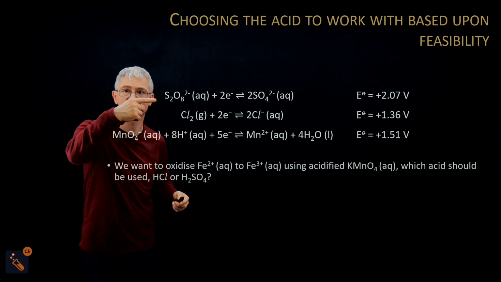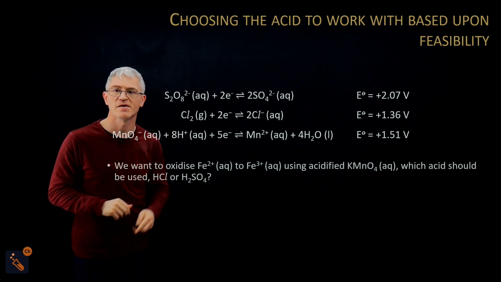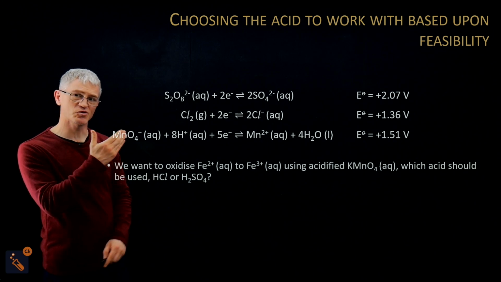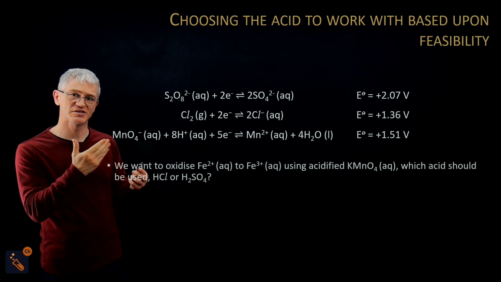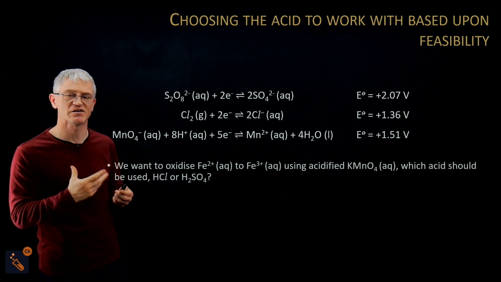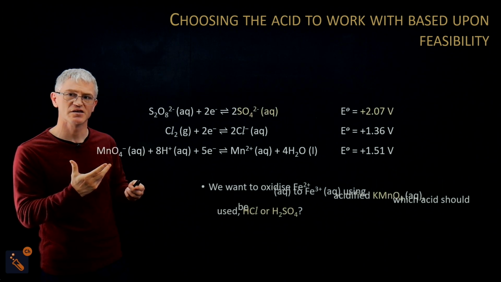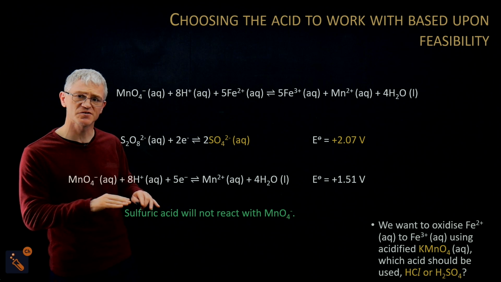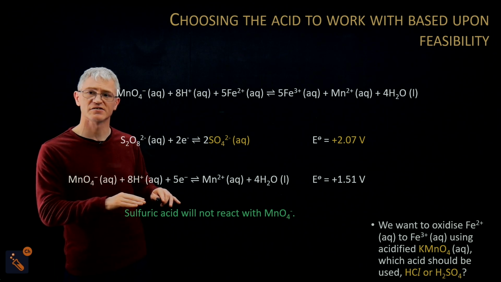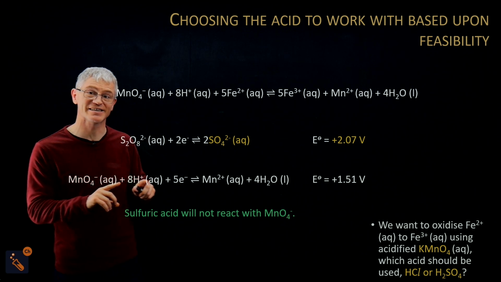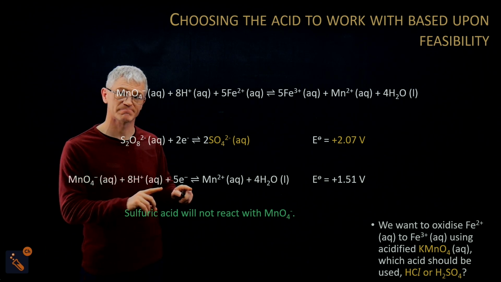So this is the one for sulfuric acid, and this is the one for the hydrochloric acid. When we put it in, we don't want this to interfere with what's going on. So first of all, let's move this down and make a bit more sense. Sulfuric acid will not react with the MnO4 because the MnO4 has to gain electrons to react.